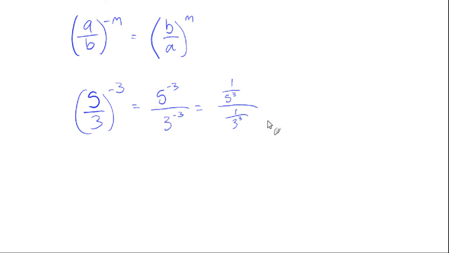Okay. Good. And then we have a fraction divided by a fraction. Whenever you divide by a fraction, we should be familiar with, instead of dividing by a fraction, multiply by the reciprocal. So 1 over 5 to the third times 3 to the third over 1. Right, multiply by the reciprocal of 1 over 3 to the third, which is 3 to the third over 1. And so now we have 3 to the third over 5 to the third. Okay, and that is the same as 3 over 5 to the third. So we took this fraction to the negative exponent and turned it into the reciprocal to the positive exponent.